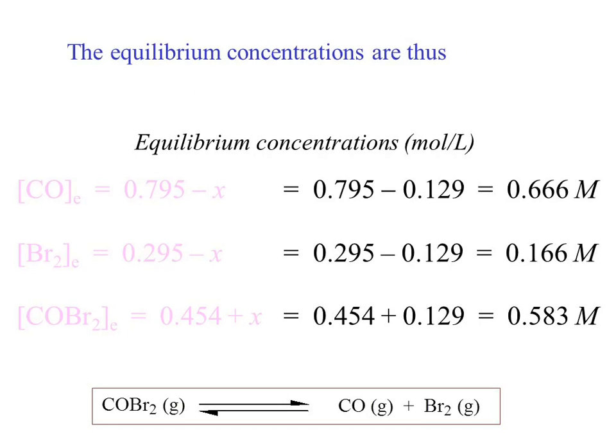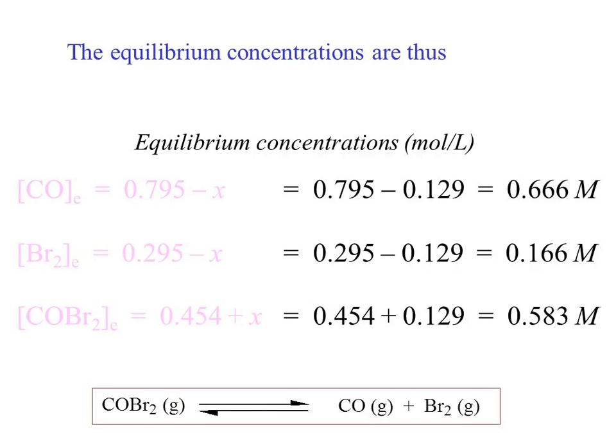Okay, so at equilibrium, if you're doing this on your ICE chart, of course, this would be the reactant. So the molar concentration of your COBr2 is 0.583. The molar concentration of your CO is 0.666. Ooh. The molar concentration of your Br2 is 0.166. And that's it. Oh my gosh, I forgot to say like the coolest thing.